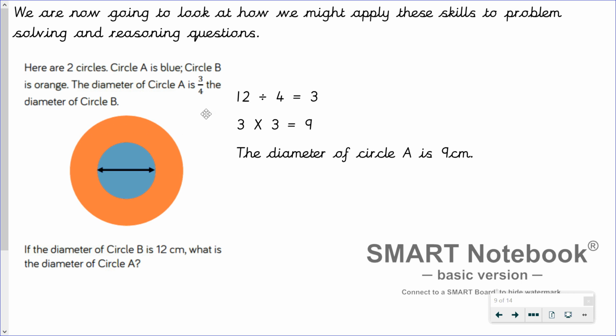The diameter of circle A, the blue one, the small one, is 3/4 of the diameter of circle B. So this length is 3/4 of the total length. If the diameter of circle B is 12 centimeters, what's the diameter of circle A? So the big diameter of circle B, the big line across, going through the center, is 12 centimeters. I want to know the diameter of circle A. So I know the diameter of circle A is 3/4 the length. So first I need to find 1/4 of that big length.